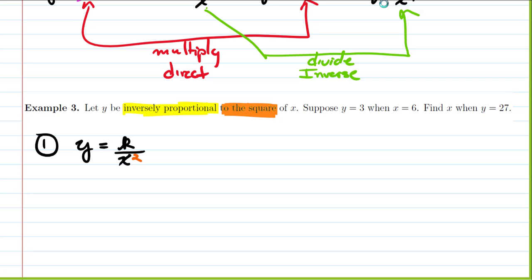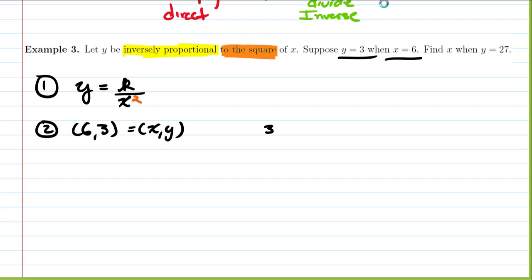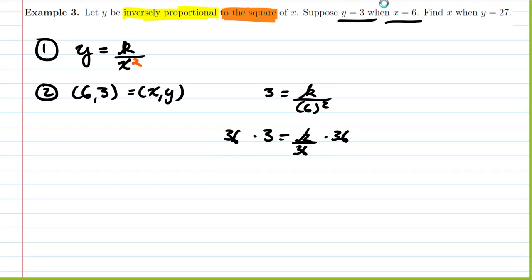The rest of the steps are the same as all the ones we've been doing. All of the work is really in step 1, writing down the correct variation equation. Everything else is just turning the crank, doing steps 2, 3, and 4. So step 2 is we identify our ordered pair, which is 6 and 3. So we put them in, and we get 3 is equal to k divided by 6 squared. So 3 is equal to k divided by 36. We multiply by 36, and we get 108 is equal to k.